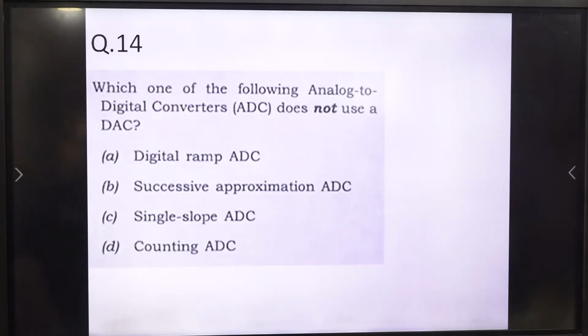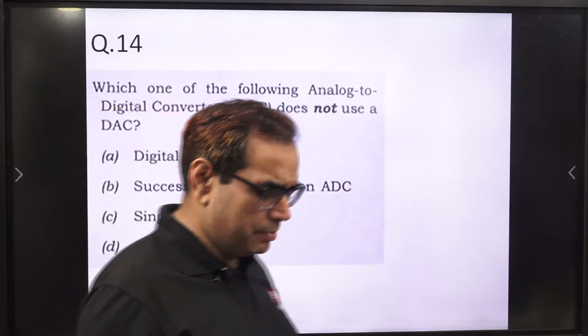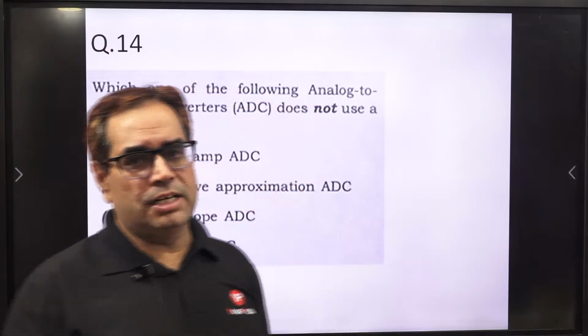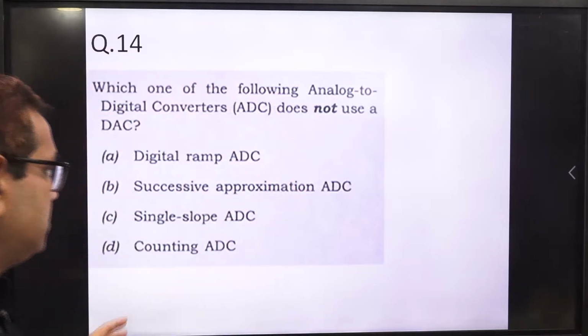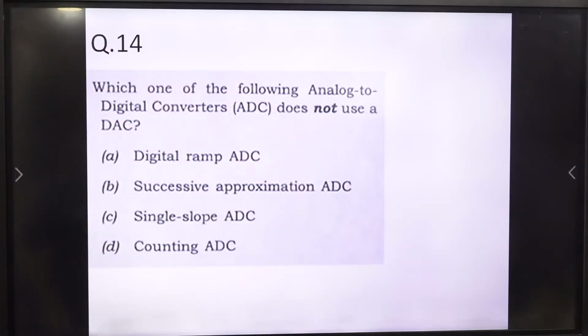If you have studied A to D converters, you have to answer this. We have different types of ADC. Which one of the following A to D converters does not use a DAC? This is also a very important question. In many exams, they generally ask this basic question. We have different ADCs, and some of the ADCs have a DAC as an integral part.